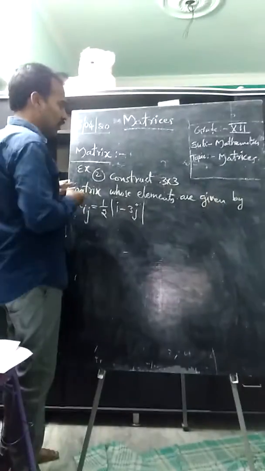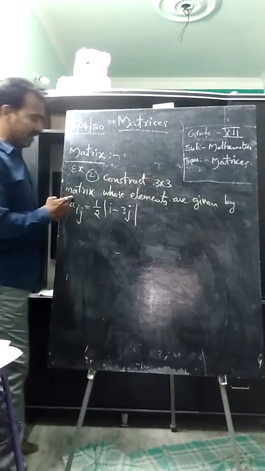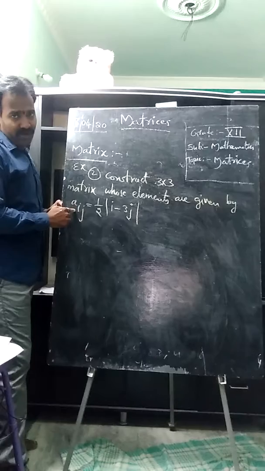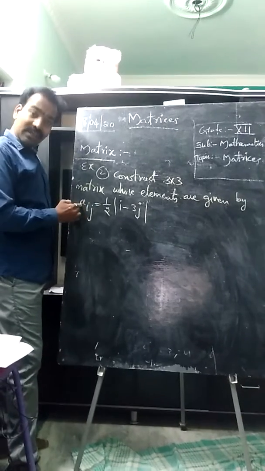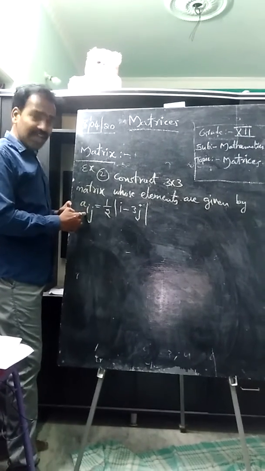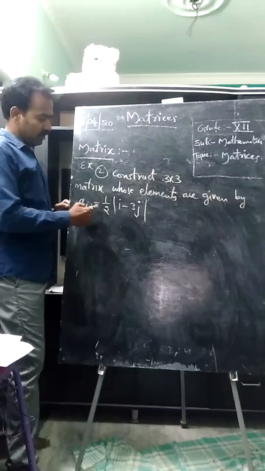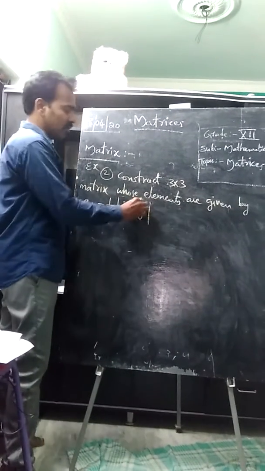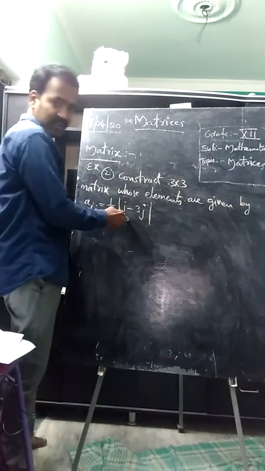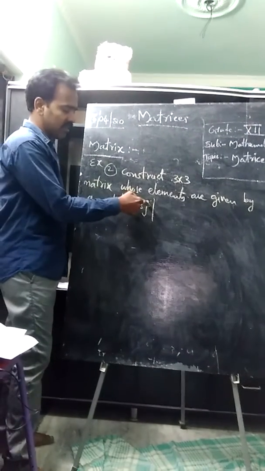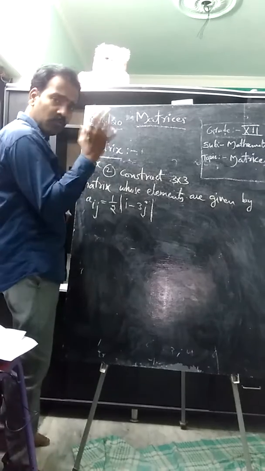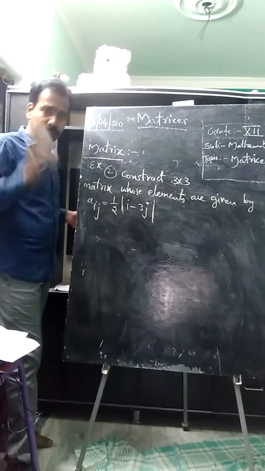Now let us discuss a problem. Construct a 3 by 3 matrix whose elements are given by Aij. Just now we discussed Aij stands for the element in which i row and j column is defined as 1 by 2 within the bracket modulus, because it is never negative, that is why we should take positive, i minus 3j within the bracket. So what is the matrix? How to frame a matrix which is 3 by 3?